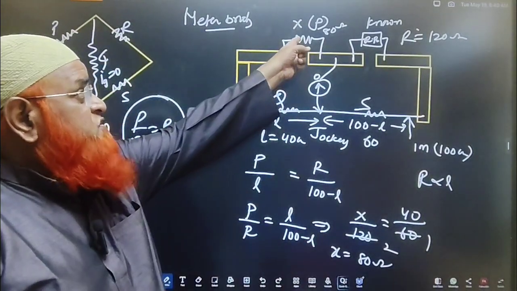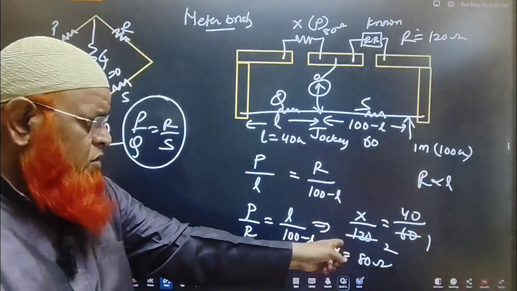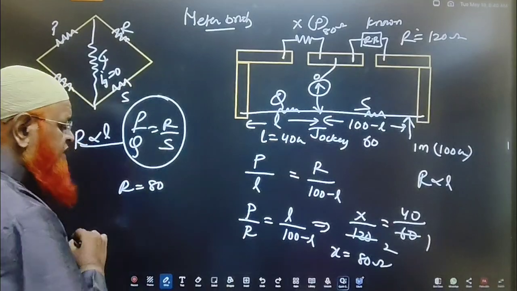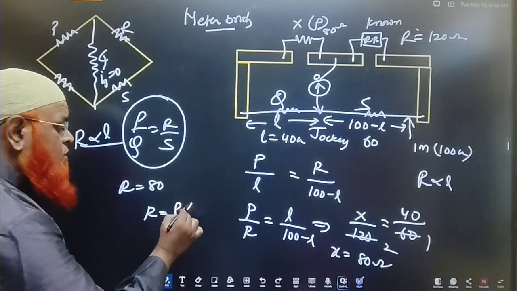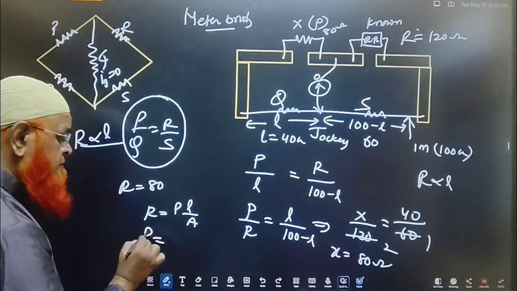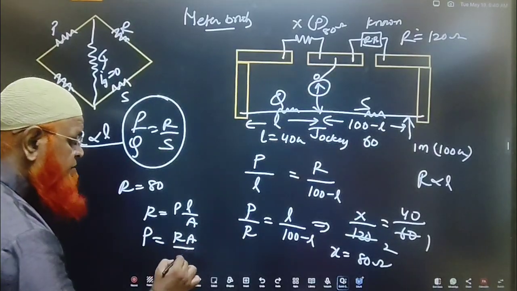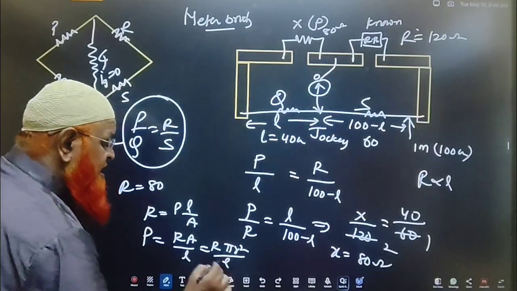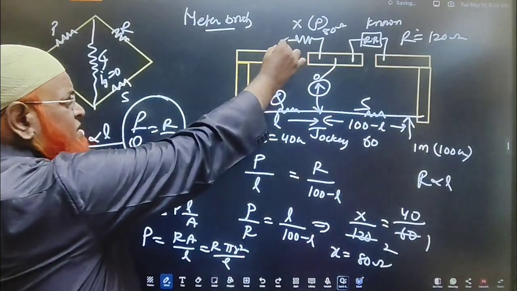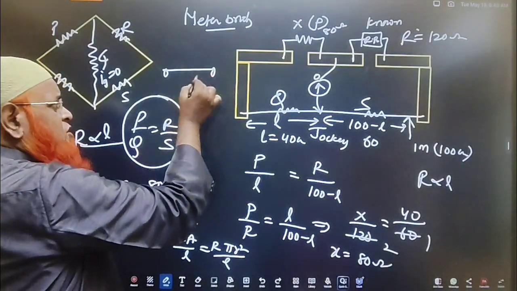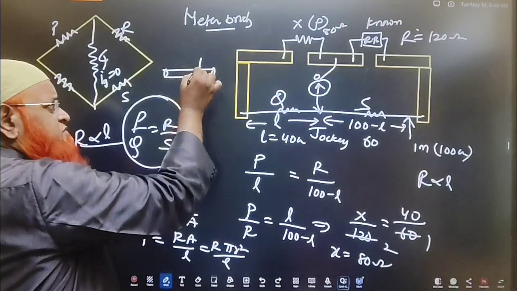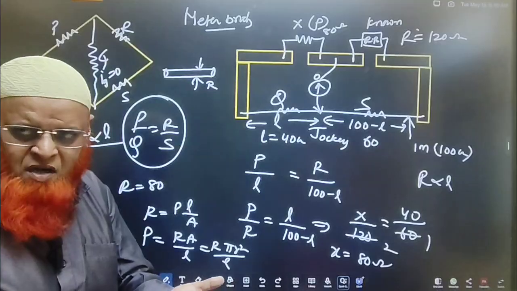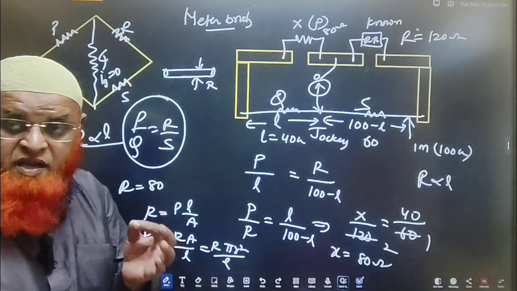You can find out the specific resistance of that wire also, because the unknown resistance is how much? Which is 80. So can you find out the specific resistance, which is R is equal to rho L by A? Yes, you can find out. Rho is equal to R into A by L, where A is nothing but pi R square. What is the radius of the wire? Whatever thin wire you have been given, you have to find out the diameter first and then the radius of that wire by using a screw gauge. The wire is very small. We cannot measure it with a meter scale. You have to take a screw gauge.